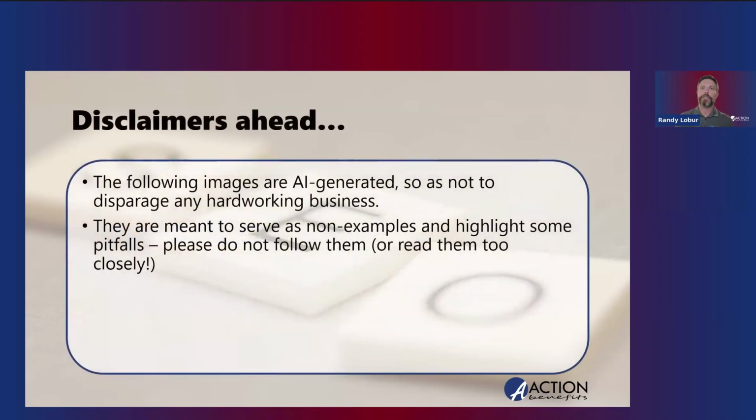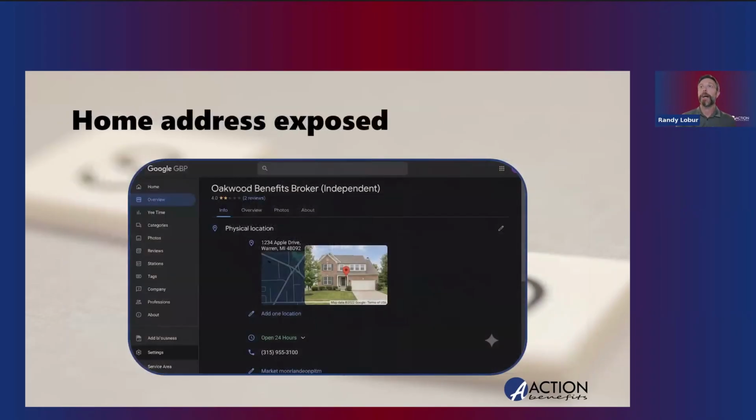I will tell you that all the images you'll see are AI generated in the appendix here because I didn't want to disparage any actual hardworking business who's getting out there trying to do the right thing for themselves. So because they're AI generated, you're going to notice some quirks in here, some misspelling, some made up words, so on and so forth. But I do want to just bring your attention to some of these things here as well. Like if your home address is exposed, right? Don't do that, right? If you're working out of your home office, remember that's where we want to make sure that we're a service area business, so we don't have a physical address for customers to visit.